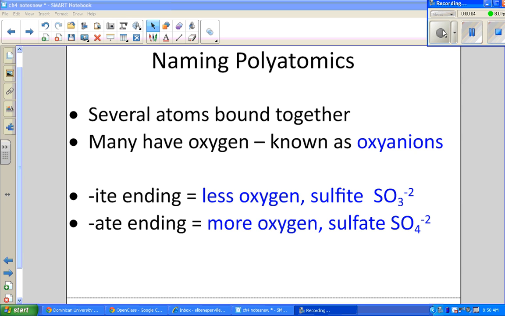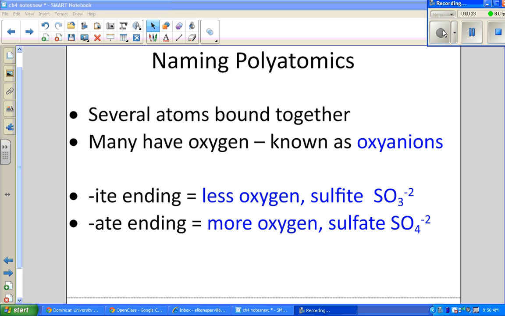Okay, we finished the naming chapter with polyatomics and then naming acids. So polyatomics are first. The word polyatomic means poly is several, atomic is referring to atom, so it's several atoms bound together. Many do have oxygen, so the ones that contain oxygen can also be called oxyanions. But in my class, we'll refer to these as just polyatomics.